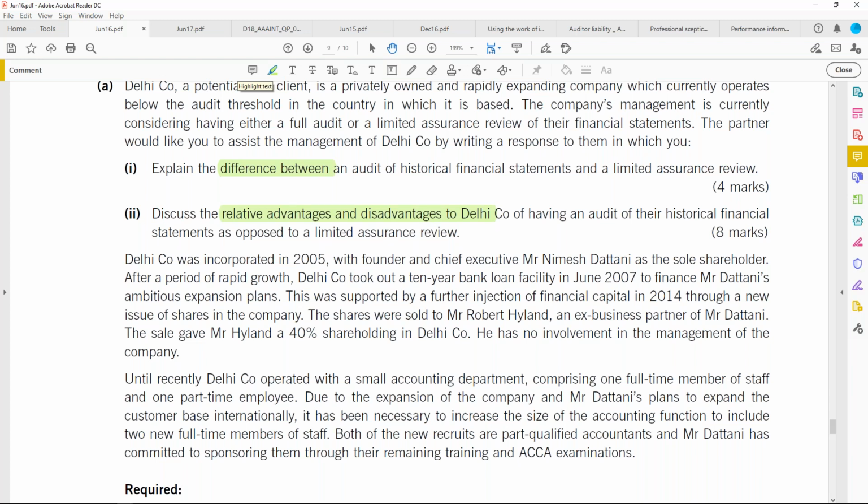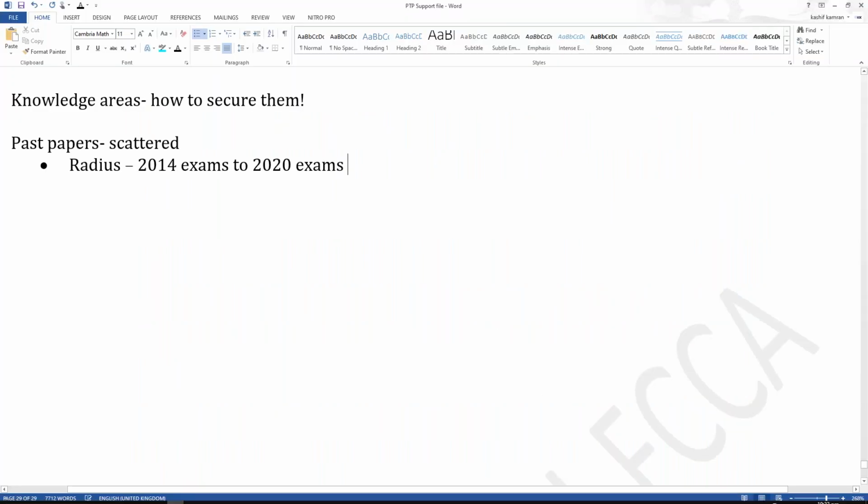What if some of these questions repeat in your exam sitting in March 21? What if the examiner again asks you what is the difference between audit and a limited assurance review? You will regret it if you have not scrolled over the past papers. So are you getting my point, everyone? Should you make a habit of scrolling over these papers right from June 2014 to December 20? Have I given you the relevance of scrolling?